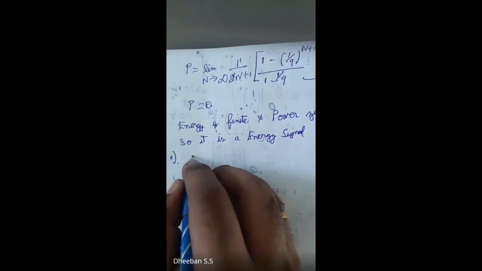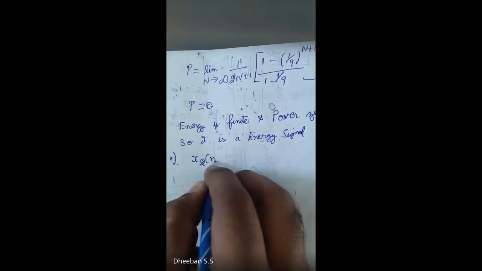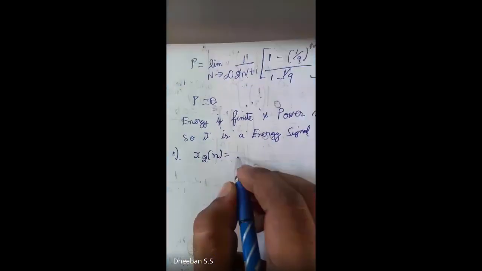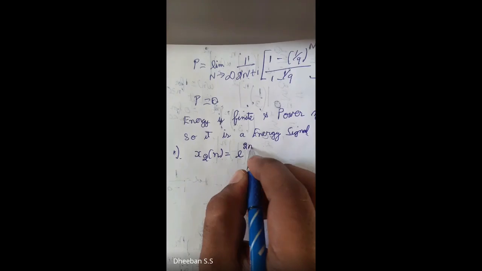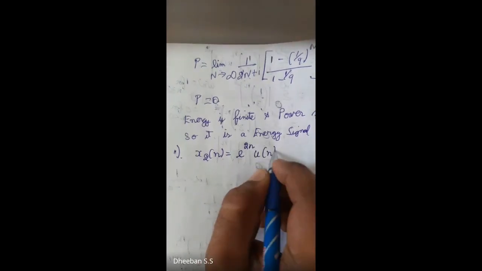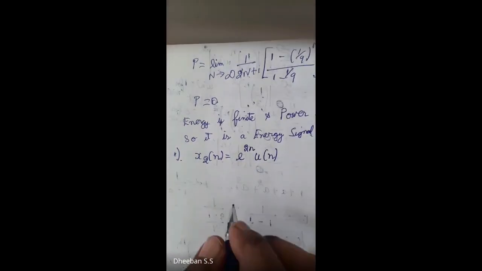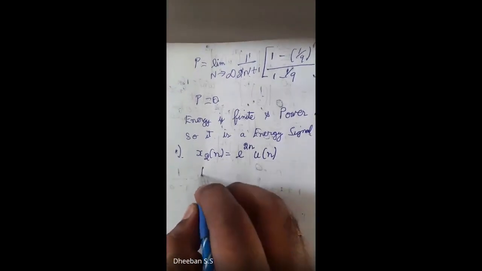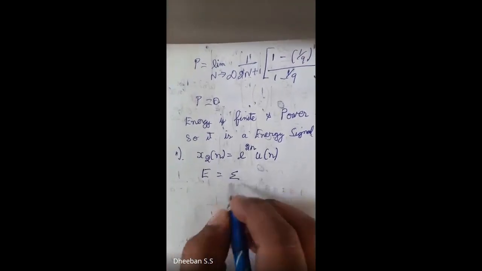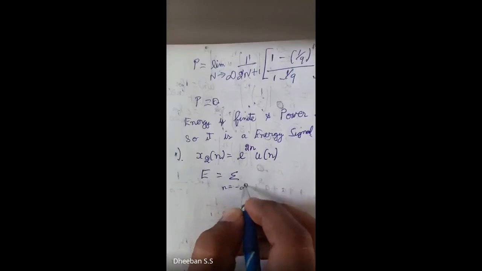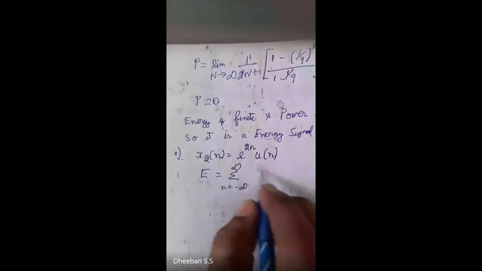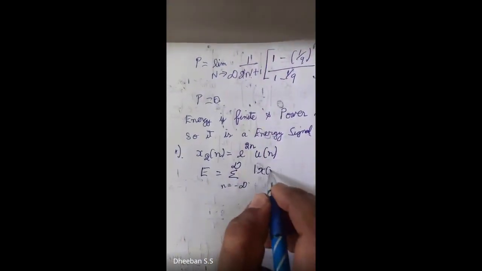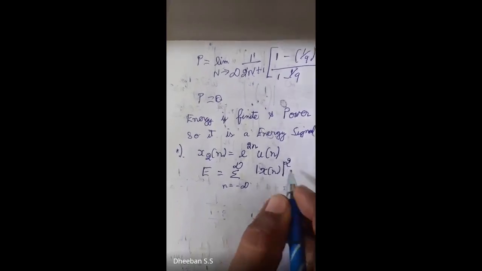second signal x2 of n equal to e power 2n into u of n. Okay. So for this, we are going to find the energy and power. So E equal to summation n equal to minus infinity to infinity, the same formula, x of n the whole square.